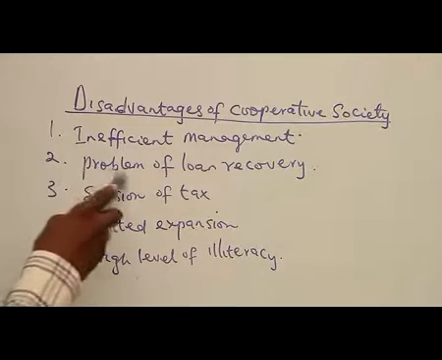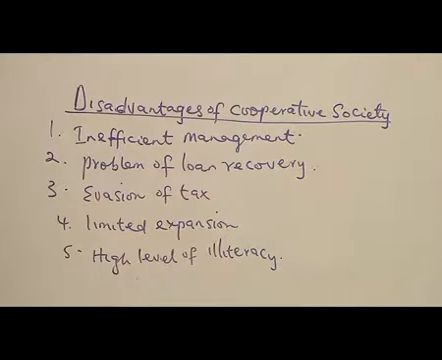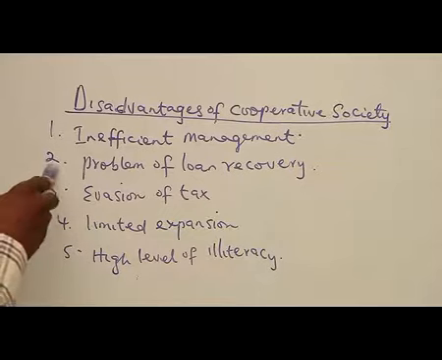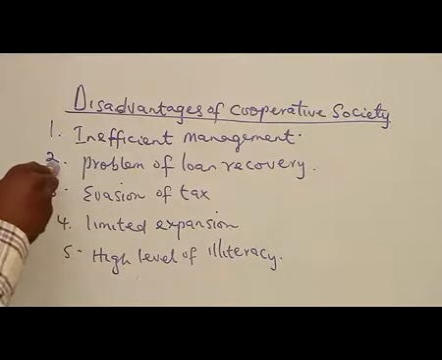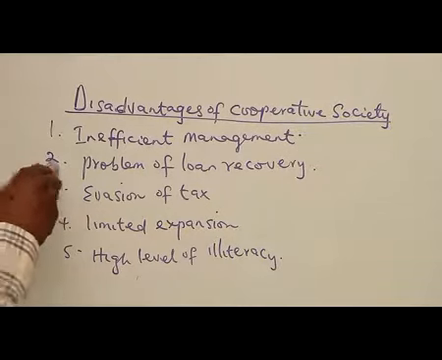Number 2, problem of loan recovery. When a member is granted a loan, the society finds it difficult to recover the loan from these people. At the end of the day, they won't be able to get the whole money from there. So this can lead to closure of the cooperative society.